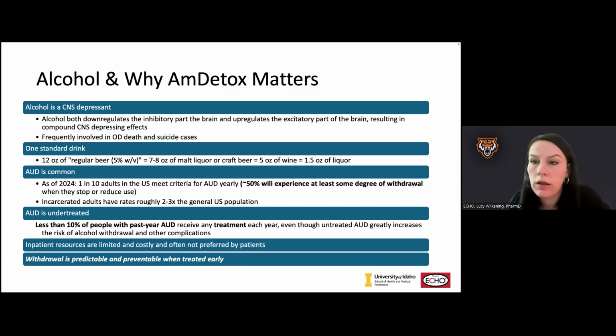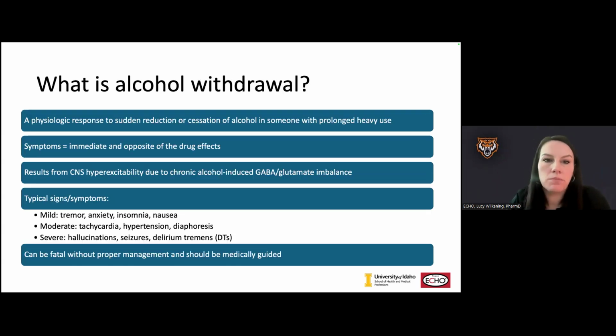And alcohol withdrawal is predictable. It's also preventable. And I remember when I was a resident, I had an attending who would always say it's easier to stay out than to get out. And he would always say, Lucy, you should think of alcohol detox the same way you think of pain. You should stay ahead of the curve. It's easier to keep people out of it than it is to get them out of it, especially when it's really severe. So what is alcohol withdrawal?